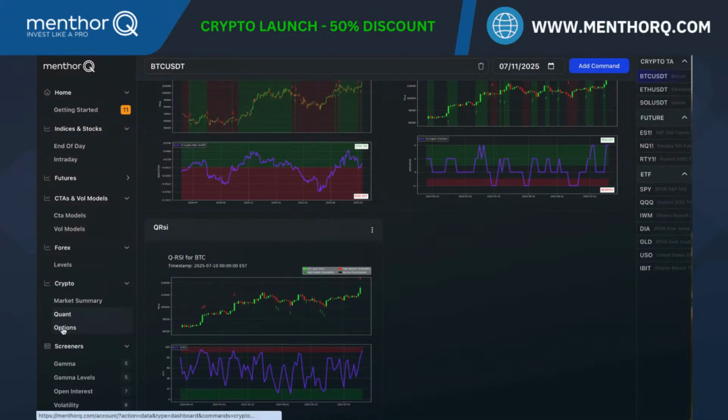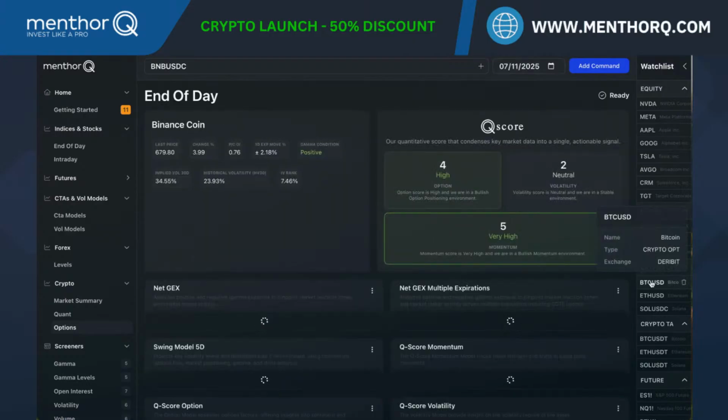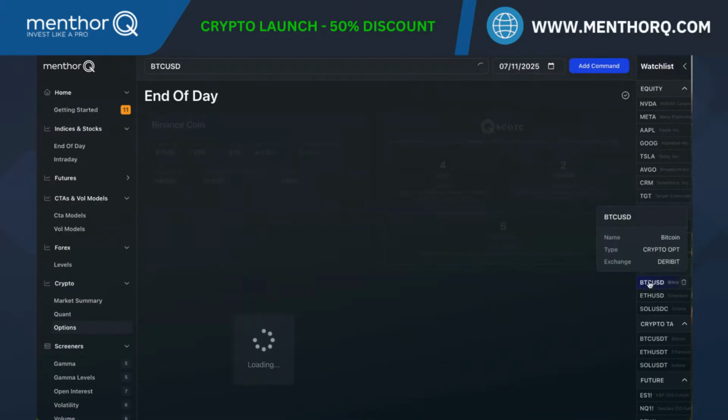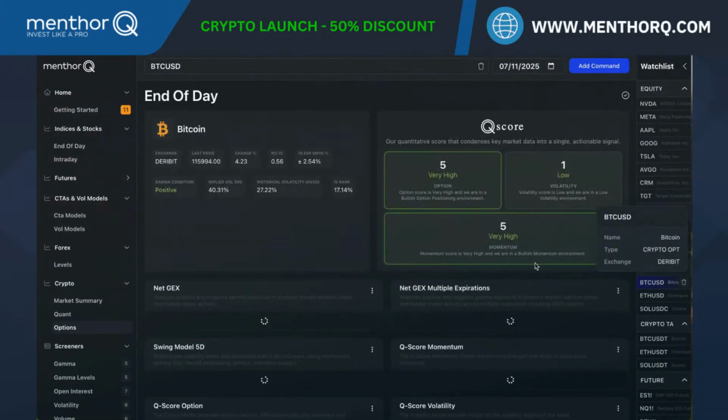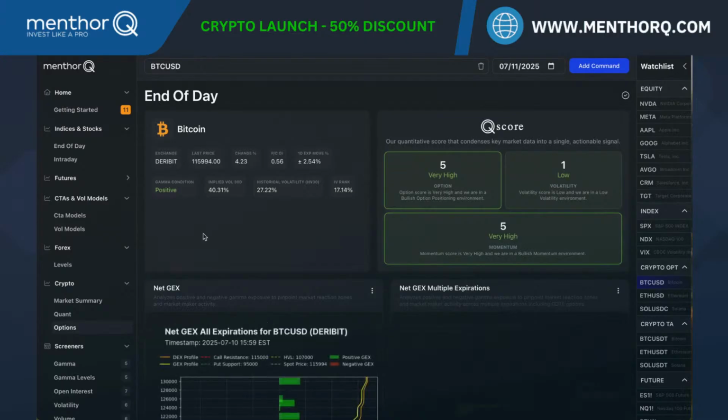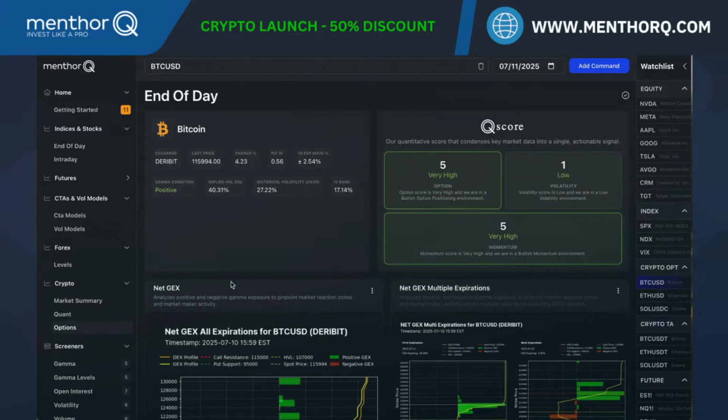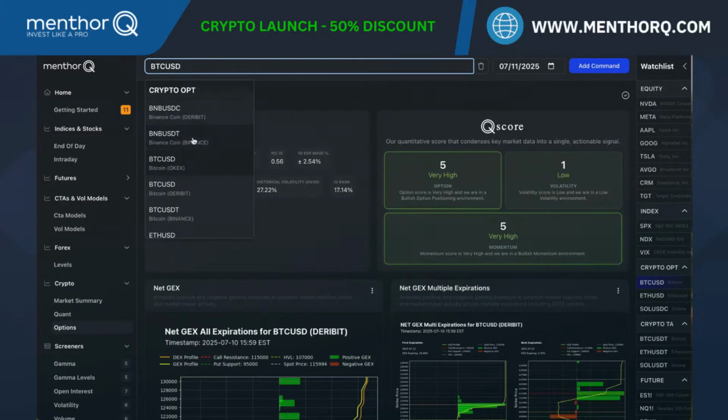So by clicking at the option side here, we can open our, in this case, Bitcoin. We are going to use Deribit because, again, we see that most of the flow comes from there. But again, if you come into the dashboard, you can see that you can access our multi-exchange tickers, and we have all of those here.